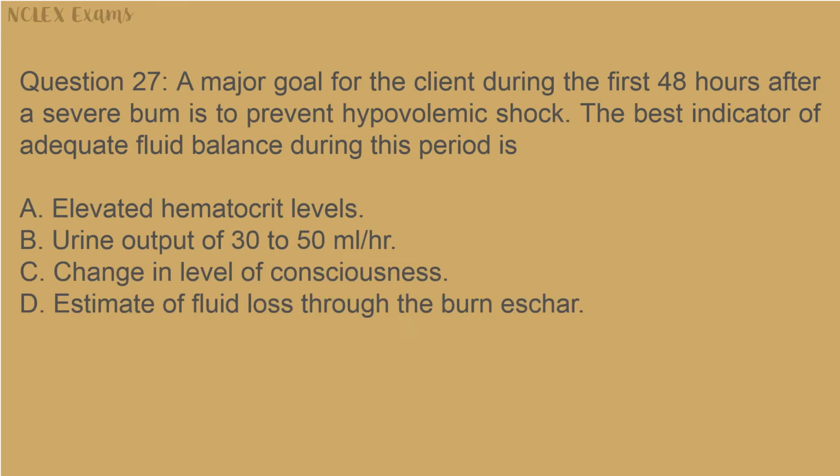Question 27. A major goal for the client during the first 48 hours after a severe burn is to prevent hypovolemic shock. The best indicator of adequate fluid balance during this period is A. Elevated hematocrit levels. B. Urine output of 30 to 50 milliliters per hour. C. Change in level of consciousness. D. Estimate of fluid loss through the burn eschar.